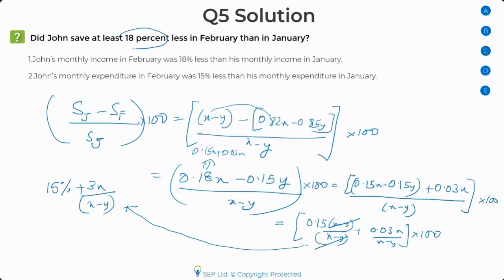Now, can you tell me, we already have 15%. Is this value, and I'm writing it on top to be very clear, is this value more than 3% or less than 3%? And be logical, think about it, that X here is the income, Y here is the expenditure.